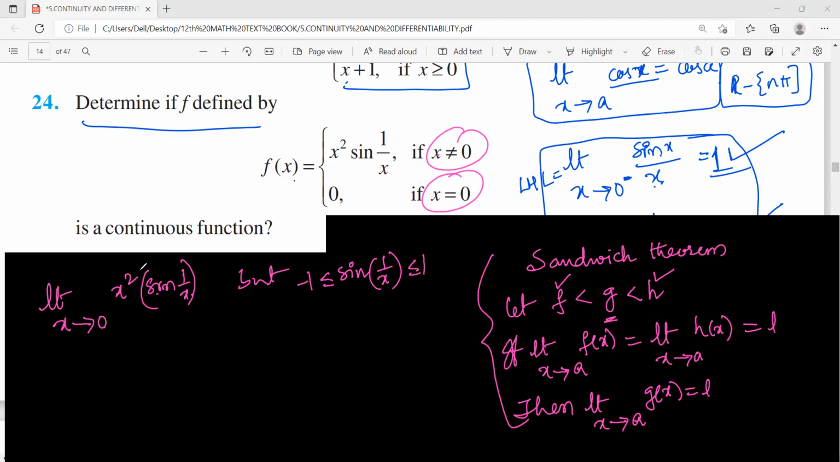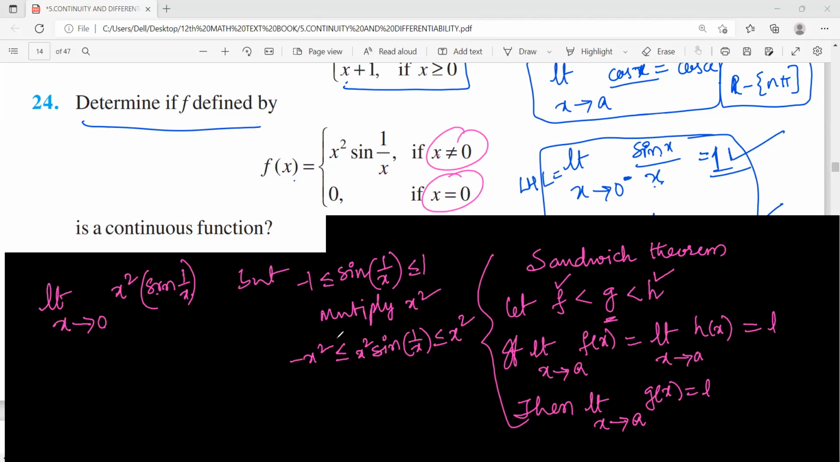So now what I want is to multiply x square on both sides. Then minus x square is less than or equal to x square into sine 1 by x.